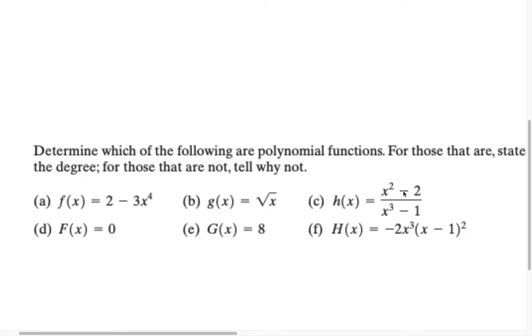And this one, if you see, there are two functions here. One is x square minus 2, another one is x cube minus 1. This is in division form. The highest power is in the downside. This is not a polynomial function, because if you take it up, it will be a negative power. This is not a polynomial function.